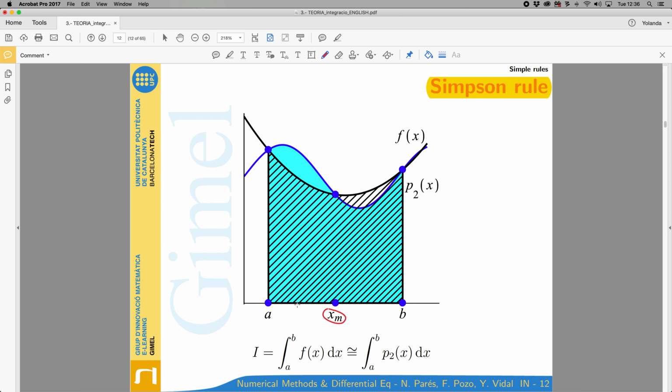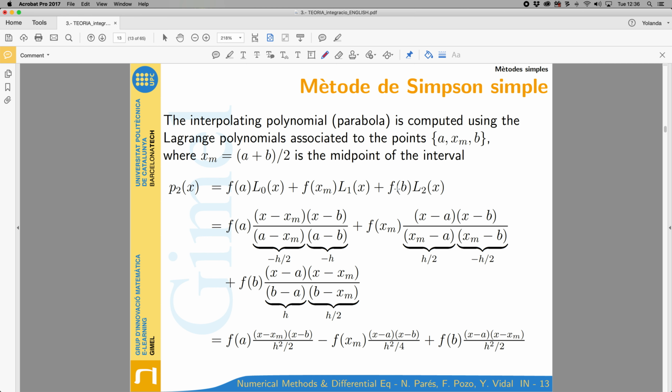Could it be another point? Yes, but then it's not called Simpson rule. Okay, so that's important. If we are talking about Simpson rule, we will use a, b, and the midpoint between these 2 points. Now, the first thing we need to do is to compute this second degree polynomial. This can be done using pure interpolation Lagrange polynomials that go through these 3 data points, a, xm, and b. This is done in this slide.